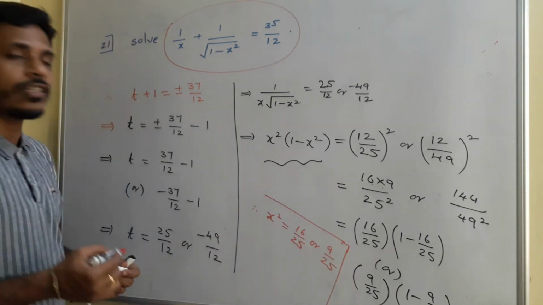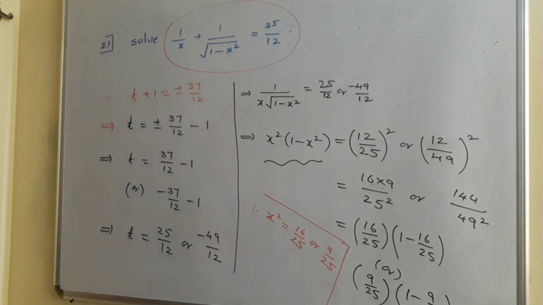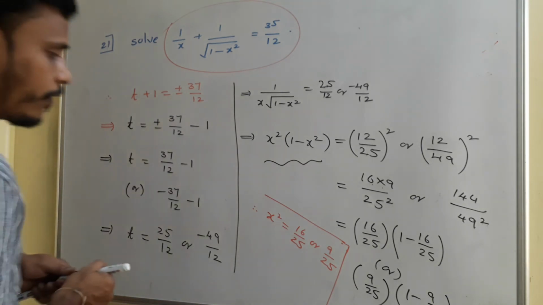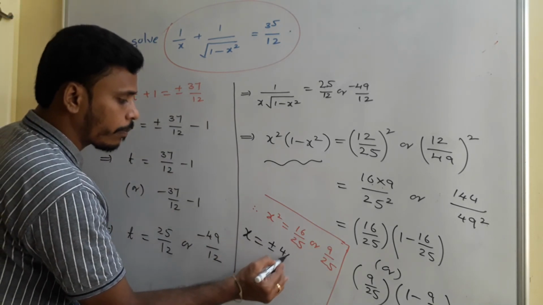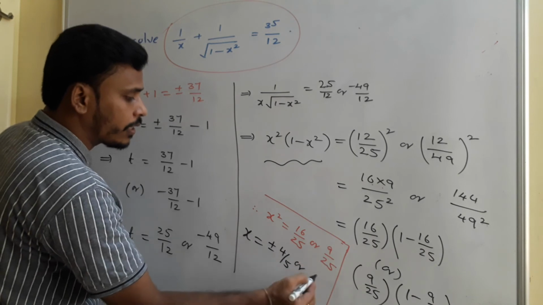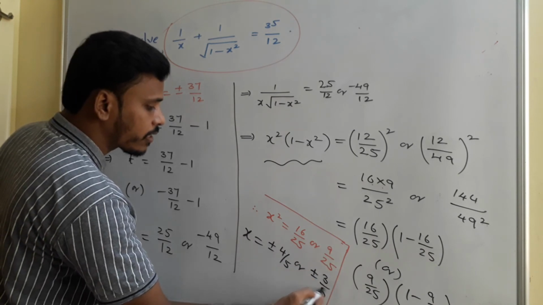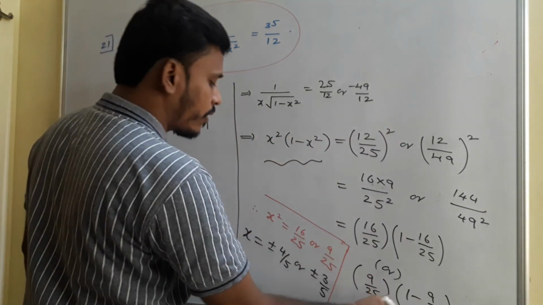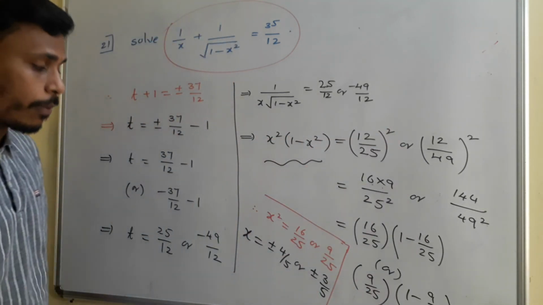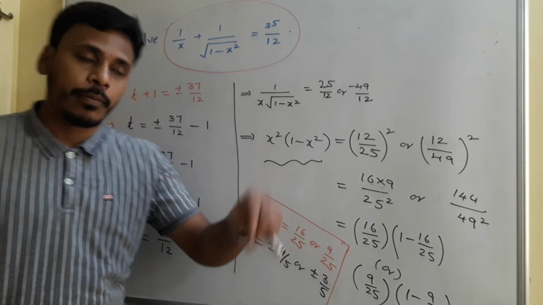Then what to say about the value of x? So x square is 16 by 25, the value of x is directly 4 by 5, is it right? We know it, right? So x is equal to plus or minus 4 by 5 from 16 by 25, and this is 9 by 25, and x is equal to plus or minus 3 by 5. So when you rewrite this, you will get that x is equal to plus or minus 4 by 5 or plus or minus 3 by 5.